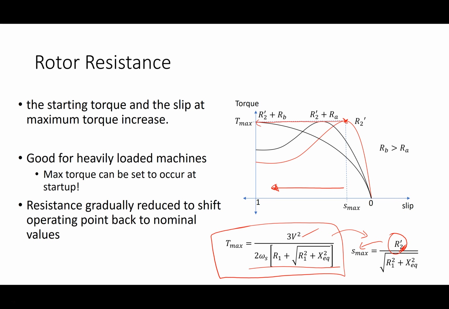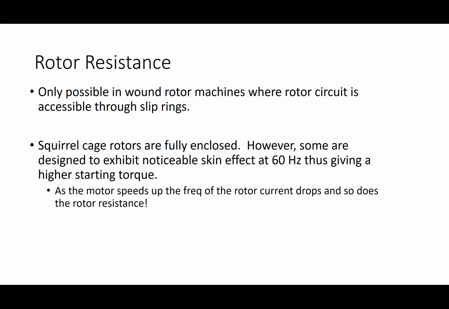operating point. Now this is only really possible with a wound rotor machine, because remember, in the squirrel cage machine, the rotor is enclosed. We have no access to it. Only in a wound rotor machine could we use the terminals accessible through slip rings to insert resistances into the rotor path. There is a way, however, to implement this with squirrel cage motors, but it's a little more complicated.